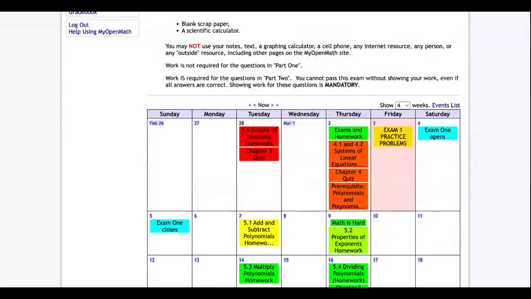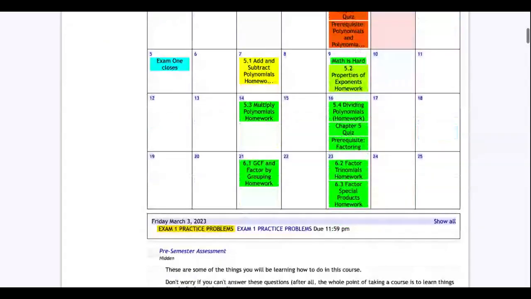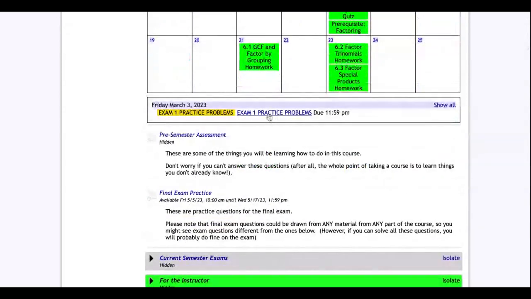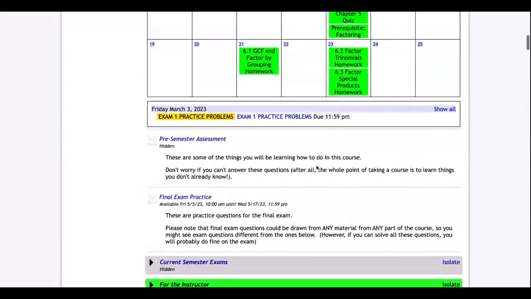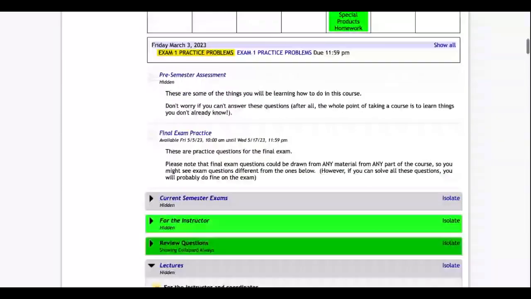It doesn't open when you click on it? Really? What happened? So you highlight exam 1 practice problems. Once you highlight, go under the calendar, and you see this exam 1 practice problems. You click on it. The practice isn't part of a grade, but you better take it because it just prepares you for the exam.